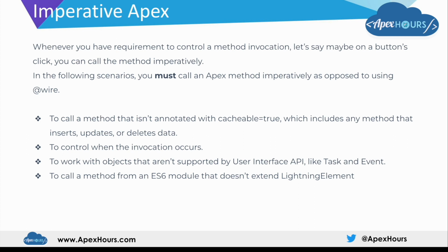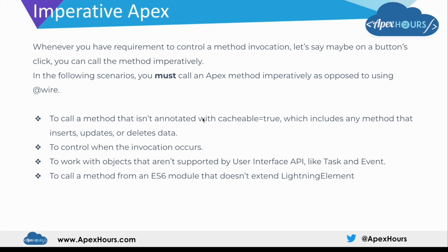And also you can use it whenever you need to control when the invocation should occur. Also, you can use it to work with objects that are not supported by user interface APIs, like task and event. And if you would like to call a method from an ES6 module that does not extend Lightning element, in that case also you can use the imperative functionality. Okay, so these were a few key points here.